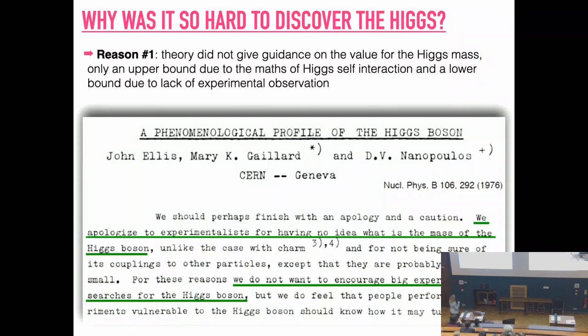The first thing is that the theory did not give guidance on where to look for it. What was the mass of the Higgs boson that physicists should have looked for? We only had an upper bound from some mathematical observation, and we had a lower bound because people at the collider before didn't find it. But it could have been anywhere. In fact, there was this paper that was really funny, and thank God people did not follow its advice: "We apologize to the experimentalists for having no idea what is the mass of the Higgs boson. We do not want to encourage big experimental searches for the Higgs boson." Fortunately, experimentalists did not take the advice, and they did go to look for the boson.